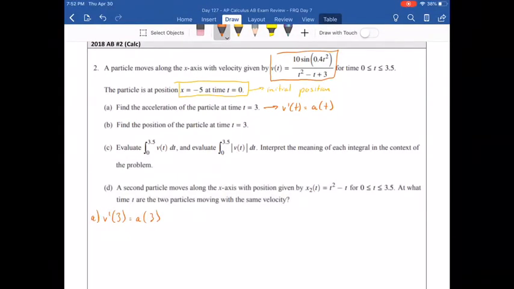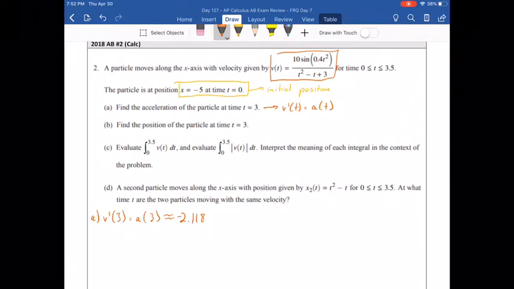So let's go back here. It looks like our derivative, or our acceleration at t is equal to 3, is negative 2.118. It doesn't tell us to do units, and actually it doesn't even give us units, so that is our answer. So negative 2.118. So simple, really easy as long as you know how to use a calculator to do it.